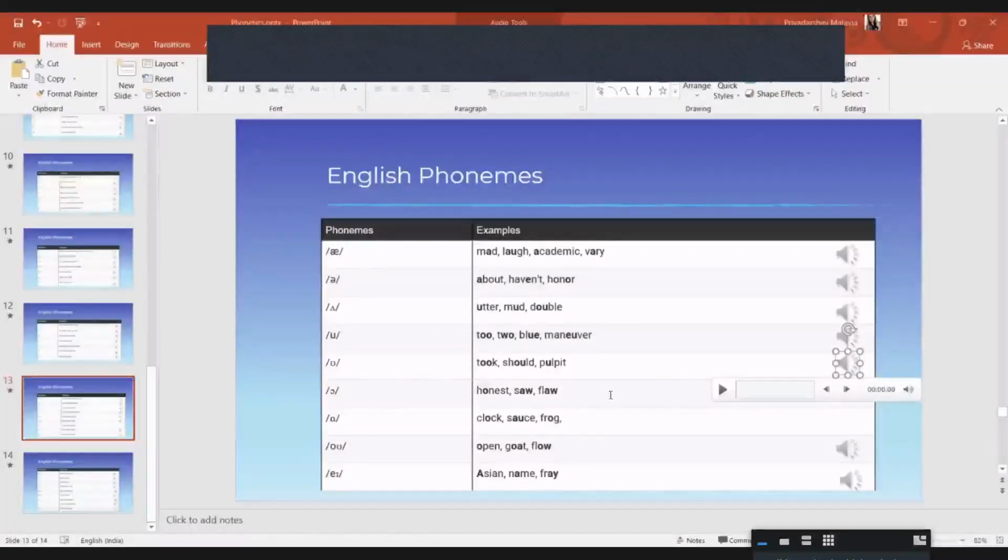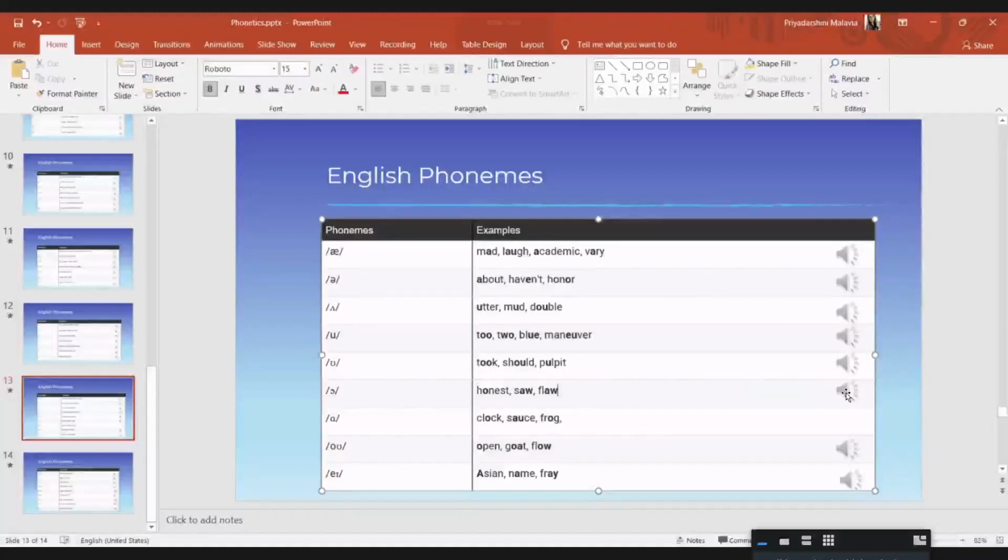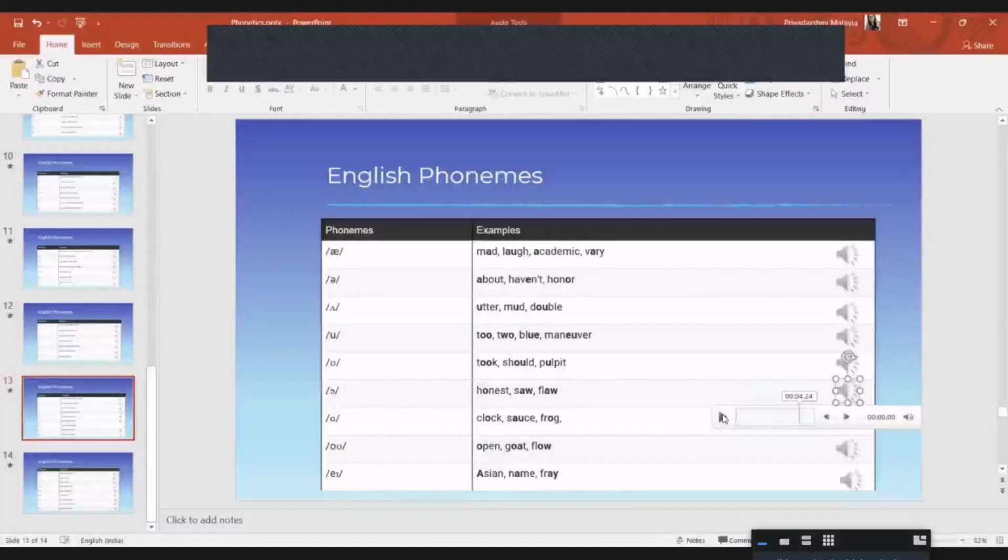Now let's look into this one. This is more of an aw sound. So what is an aw sound? Honest, saw, flaw, right? These are the aw sound. Honest, saw, flaw.